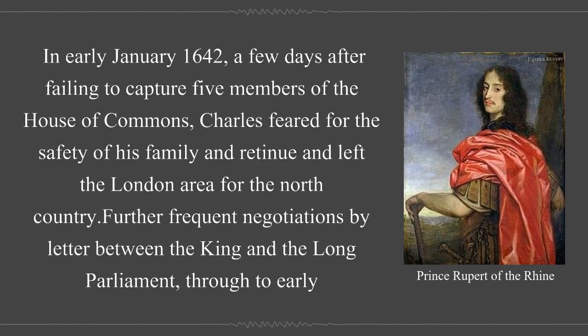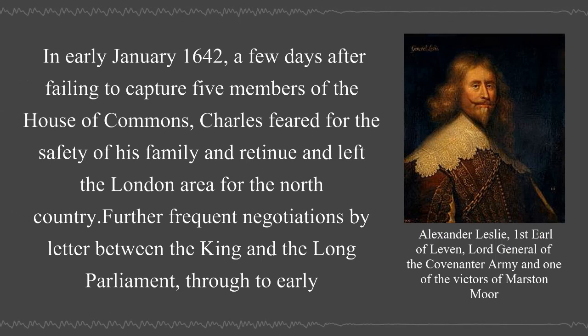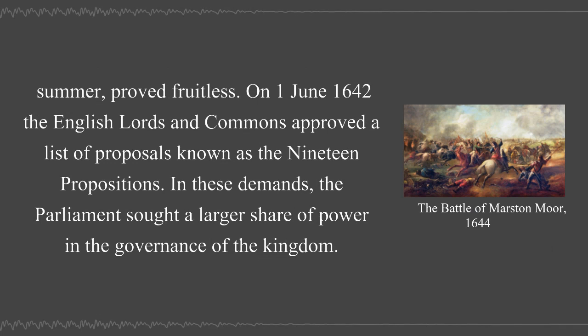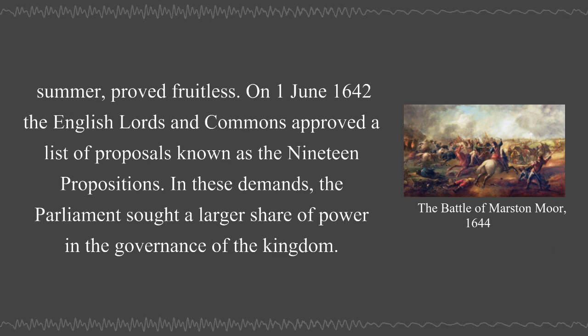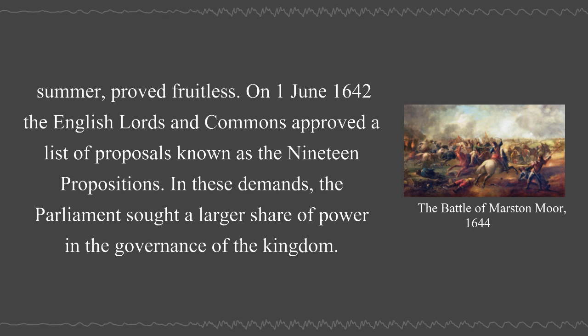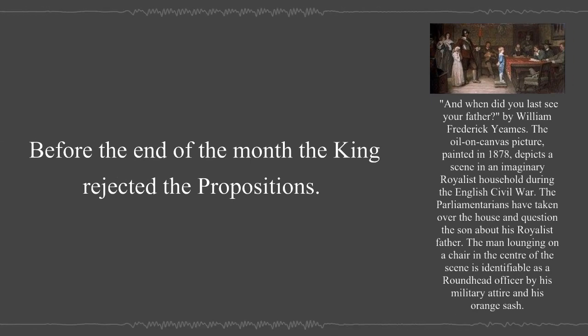In early January 1642, a few days after failing to capture 5 members of the House of Commons, Charles feared for the safety of his family and retinue and left the London area for the North Country. Further frequent negotiations by letter between the king and the Long Parliament through to early summer proved fruitless. On 1 June 1642, the English Lords and Commons approved a list of proposals known as the 19 Propositions. In these demands, the Parliament sought a larger share of power in the governance of the kingdom. Before the end of the month, the king rejected the propositions.